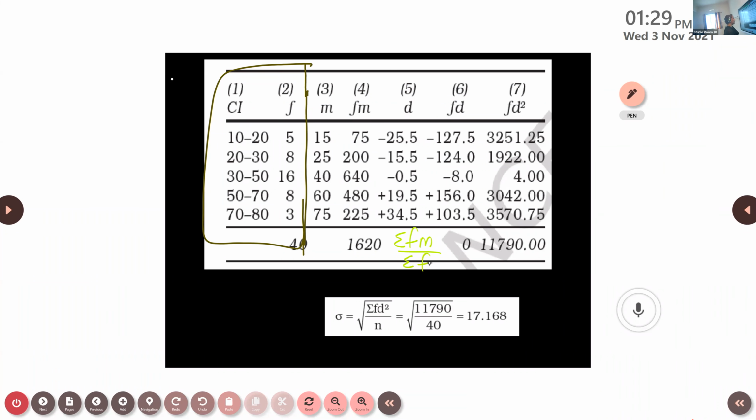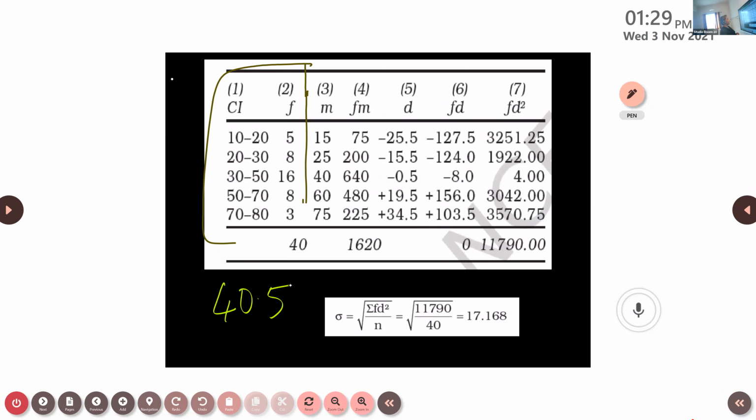What is the frequency here? What is the total frequency? 40. Okay, so 1620 divided by 40. If you do, you will get an answer. That is what? Mean here. Okay, so first step is finding mean. So when you solve that, you are going to get mean, that is 40.5.